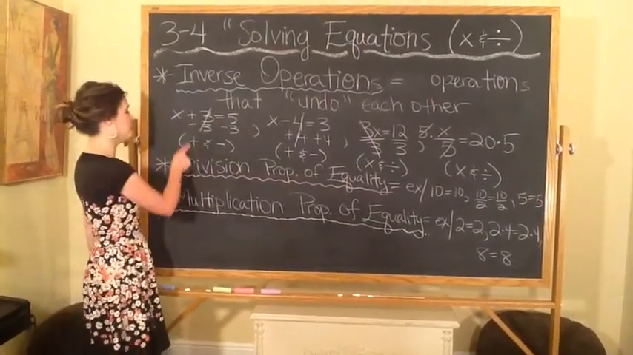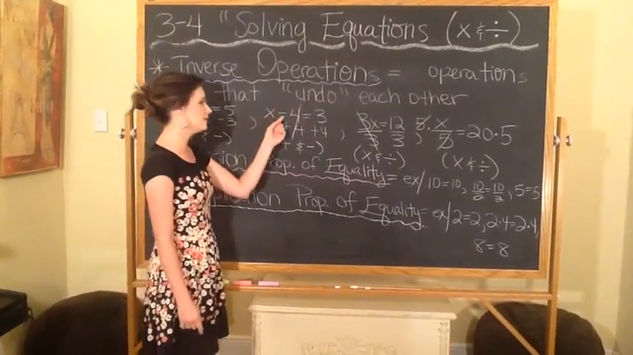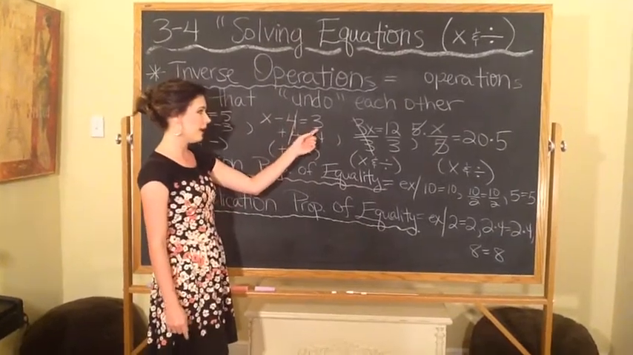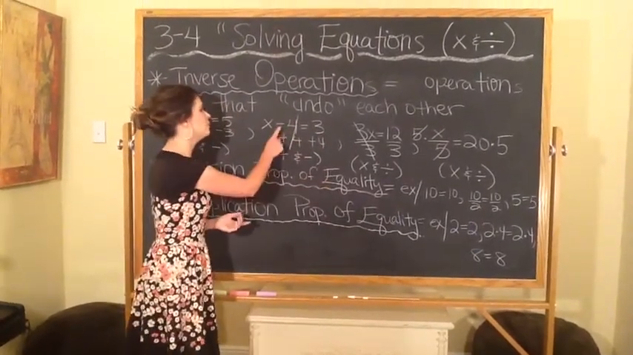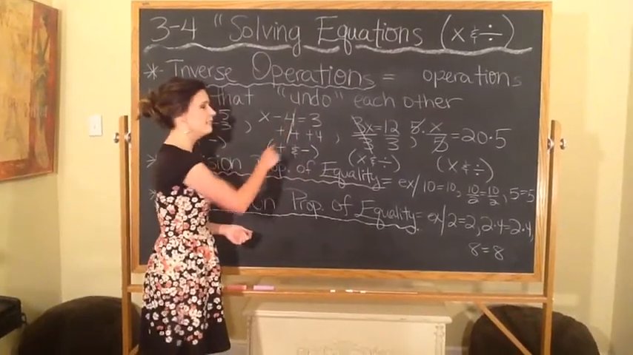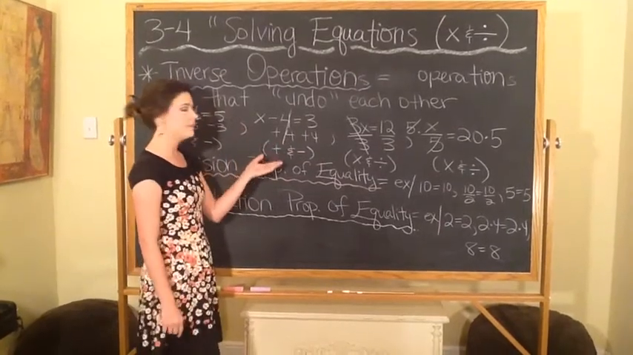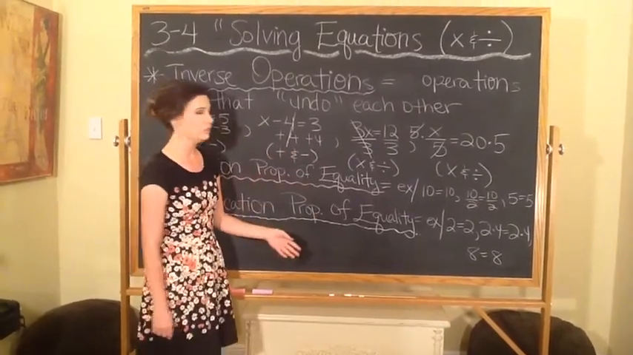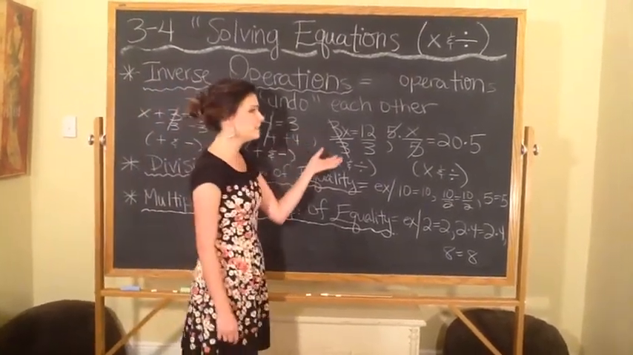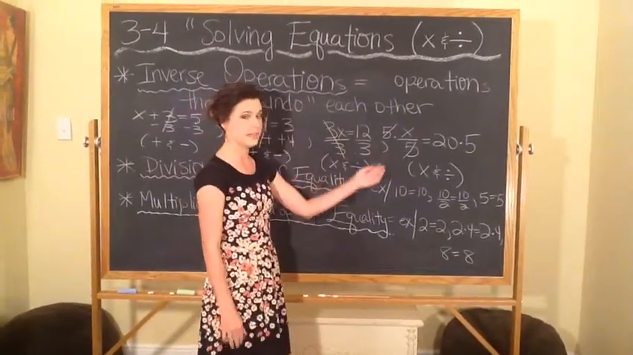So the inverse operation of addition is subtraction. In this example, we have x minus 4 equals 3. Since we're subtracting 4, we would want to add 4 to both sides to cancel out the 4 so we can solve for x. So also the opposite of addition is subtraction. This is stuff we did last lesson. This is stuff we're going to be doing this lesson.